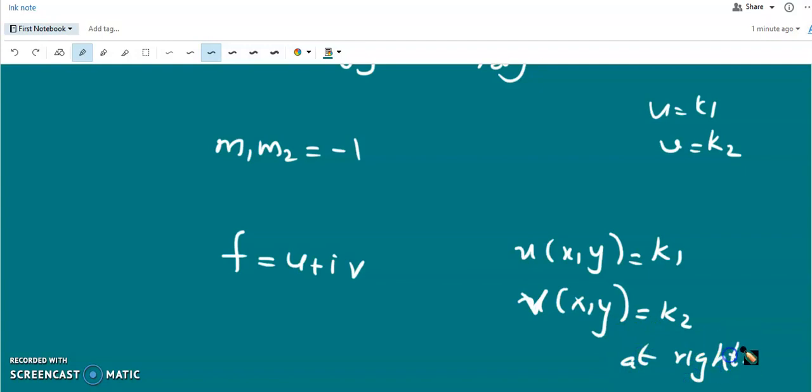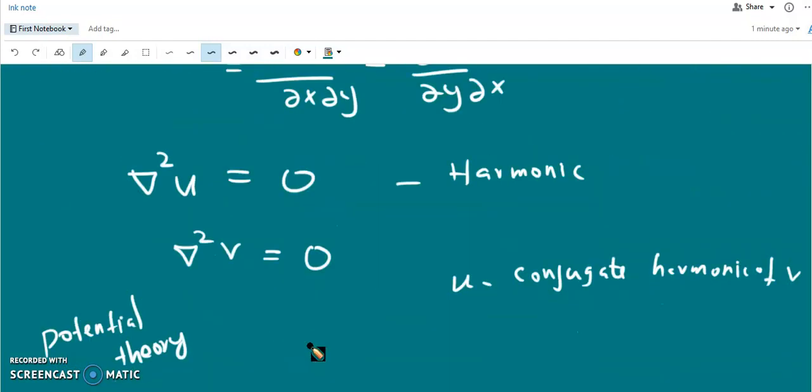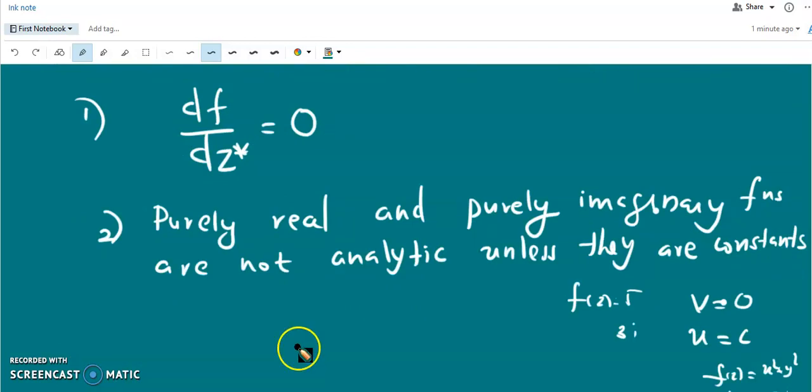So this is the fourth property of the analytic function. So we can summarize the properties of the analytic function. The first one is that they should obey the Cauchy-Riemann conditions, or we can say that an analytic function is a function of z alone and it is independent of the complex conjugate z star, or ∂f/∂z star equal to 0. So the analytic function should be independent of z star.